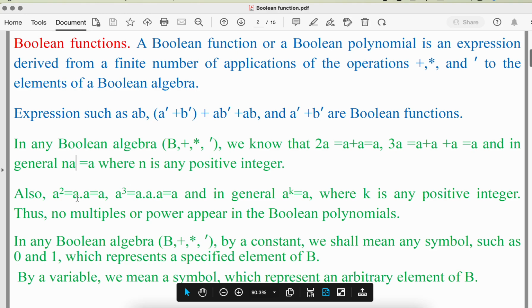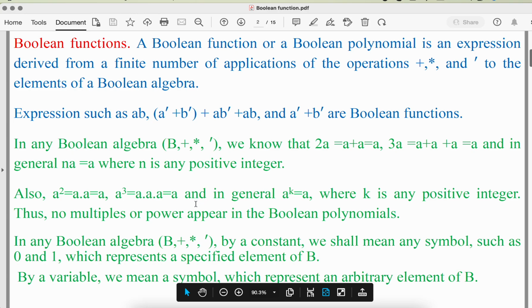Also, A into A is A, means A squared is A. Again A into A is A, then again A into A is A, means A cubed is equal to A. And in general, we can write that A raised to k is A, where k is any positive integer. Thus, we notice that in a Boolean function, no multiple or power appears.